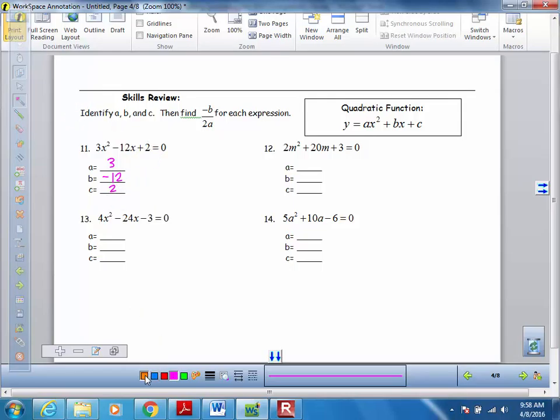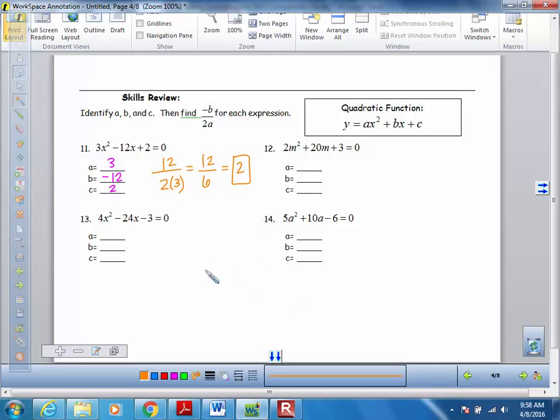So if I plug in here, that's going to give me negative b. If b is already negative, what happens to it? It changes to positive. So we get 12 over 2 times 3. So 2 times 3 is? 6. And what is 12 divided by 6? 2. Very good. Okay, let's try one more of those.